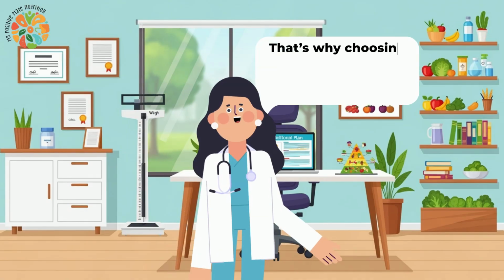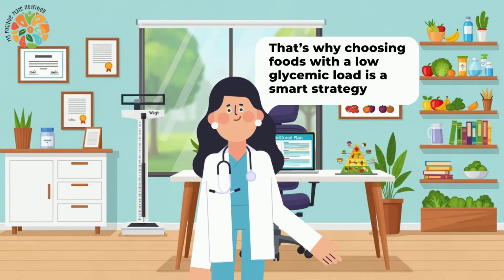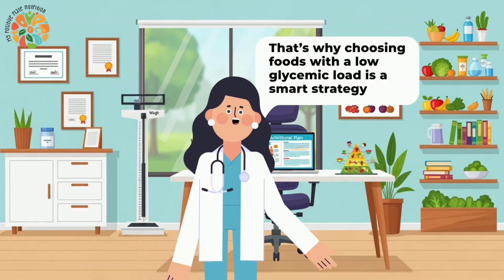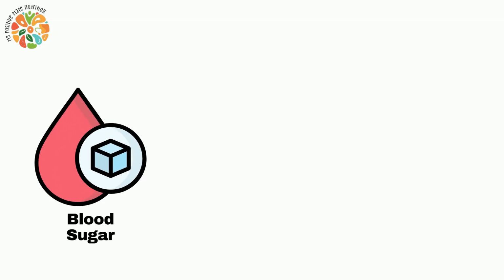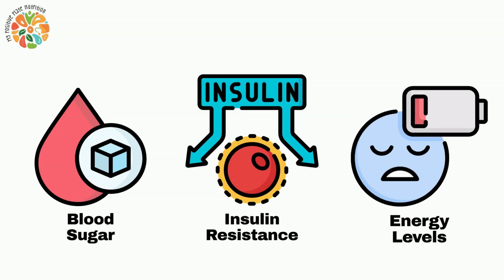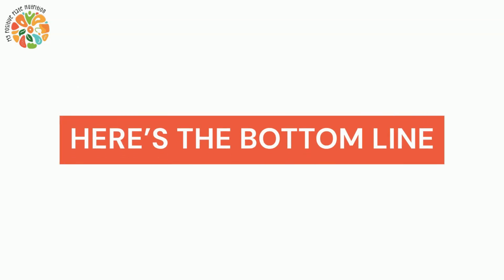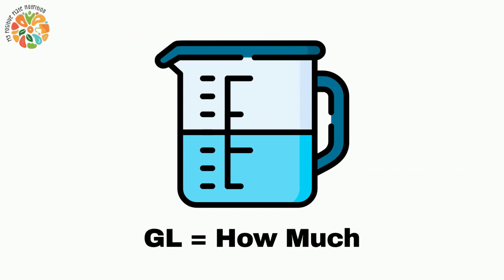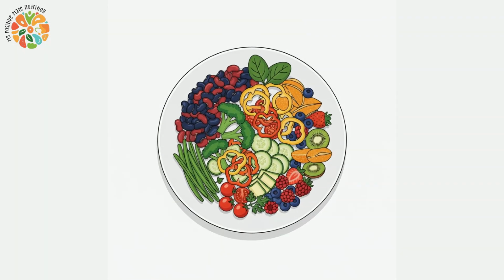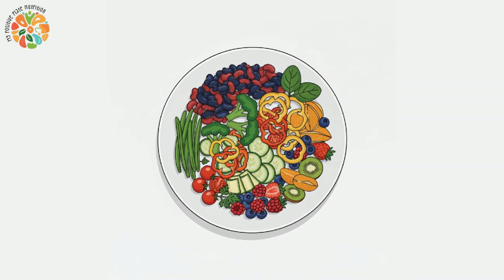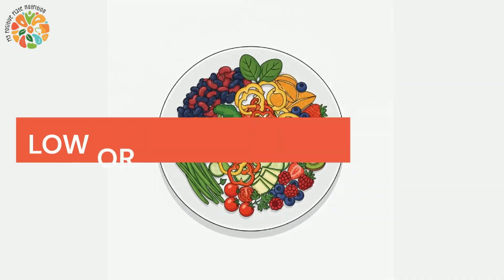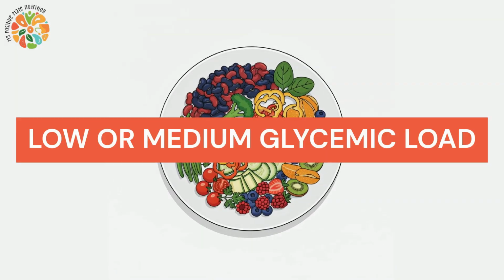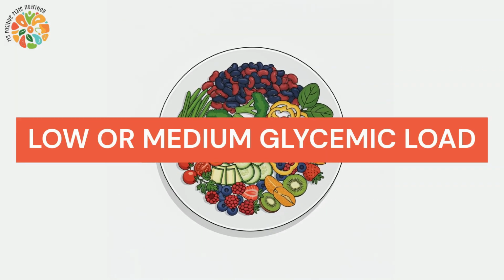That's why choosing foods with a low glycemic load is a smart strategy, especially if you're managing blood sugar, insulin resistance, or energy levels. Here's the bottom line. Glycemic index tells you how fast a food raises your blood sugar. Glycemic load tells you how much it raises your blood sugar based on a normal portion. For better energy and blood sugar control, focus on foods with a low or medium glycemic load, like beans, non-starchy vegetables, and some fruits.